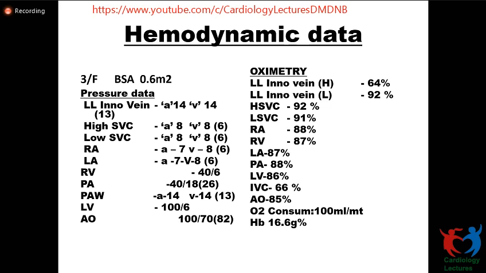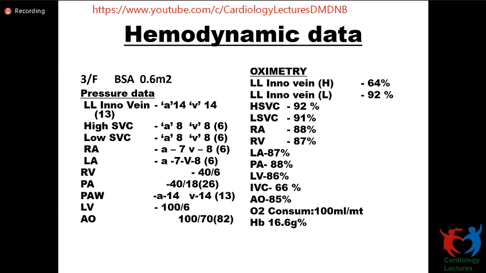Okay, what about the aortic pressure? Aortic pressure systolic is 100, and the diastolic is 70. And the mean. So that is normal. No gradient between the LV and the aorta in diastole. Normal. Okay, right. Yes. So what are the abnormalities in the pressure data?